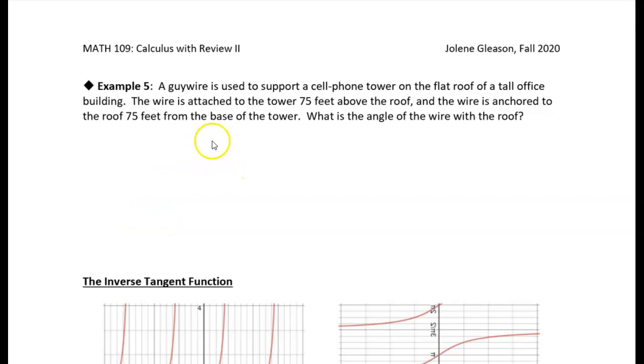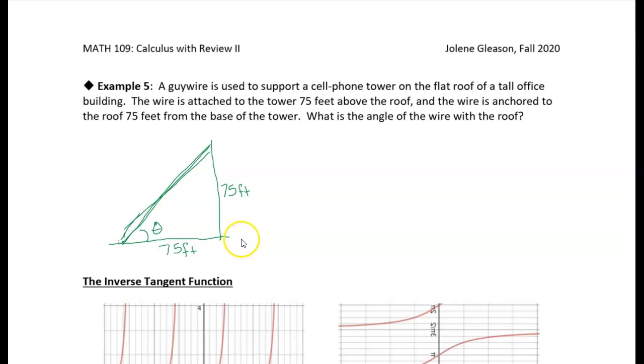So here's our tower, and then we have this guy wire coming up to it. Let's say this is the roof, and the guy wire is attached 75 feet up, right? So you can see this triangle here. I don't know how good my triangle is, but something like that. All right, there's our guy wire, and it's attached 75 feet out from the base of the tower. And we want to know what angle the wire makes with the roof. So we want to know an angle.